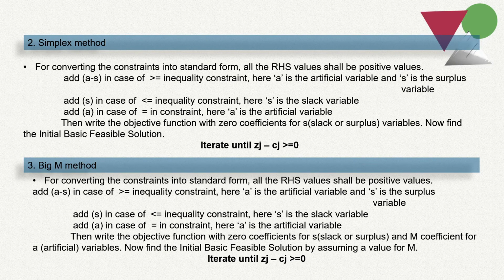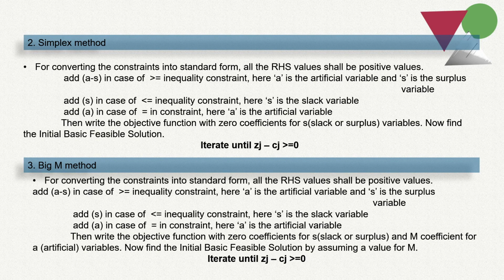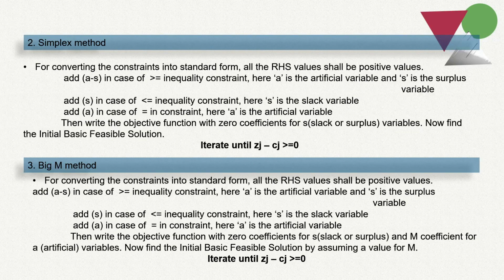Then moving to the big M method, for converting the constraints into standard form, all the RHS values should be positive, and add a minus s in case of greater than or equal to, and s, that is the slack variable, in case of less than or equal to inequality constraint, and add an artificial variable in case of an equality constraint. Then write the objective function with 0 coefficients for slack and surplus, and M coefficient for artificial variables. Now find the initial basic feasible solution by assuming a value for M.